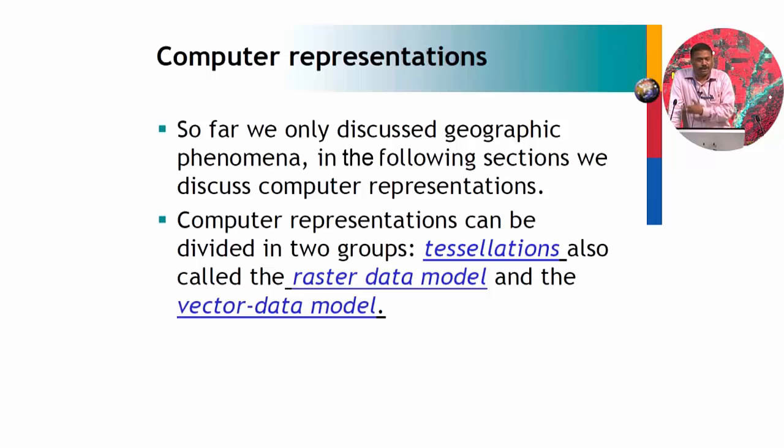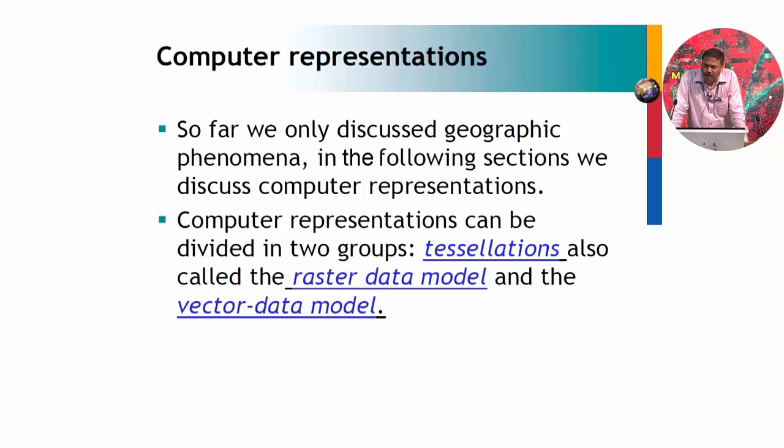There were so many studies shown to you. Every study has some geographical phenomena, and that geographical phenomena has to be stored in the computer. So there are different ways and means to store the geospatial data. You can see that there are two types of models which are prominent. One is the raster data model, another one is the vector data model.